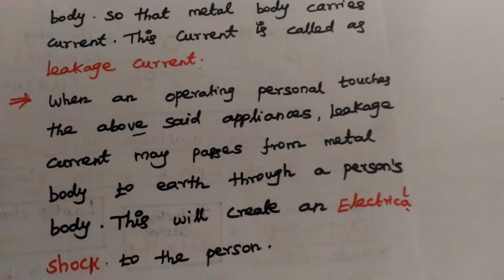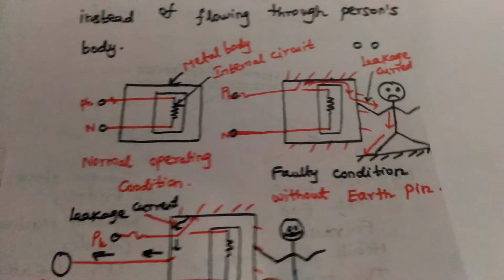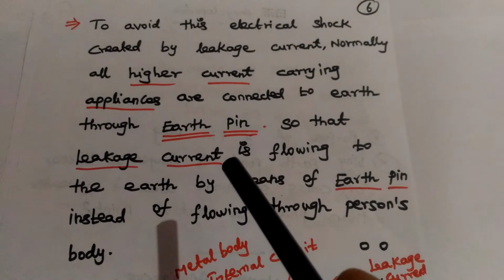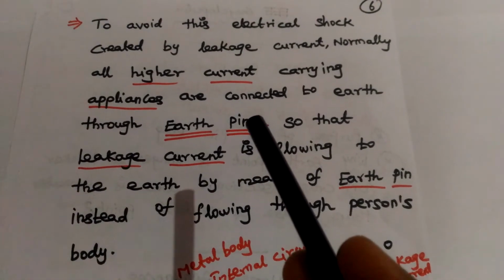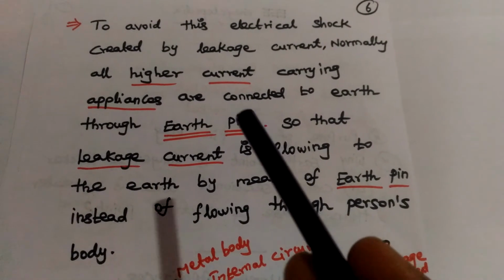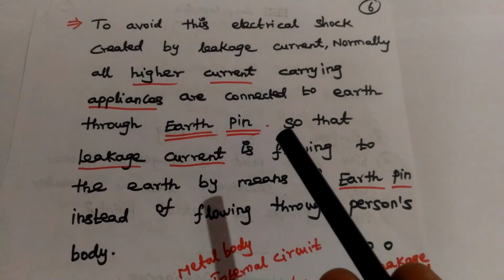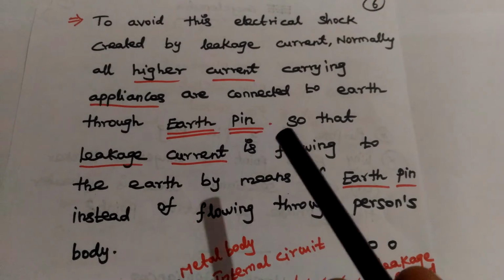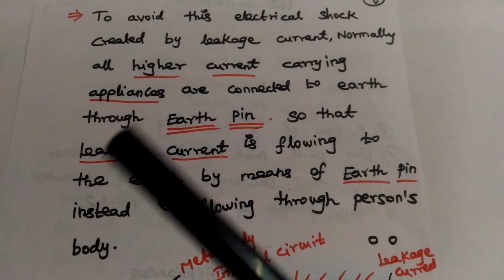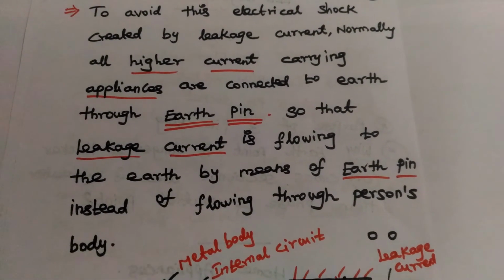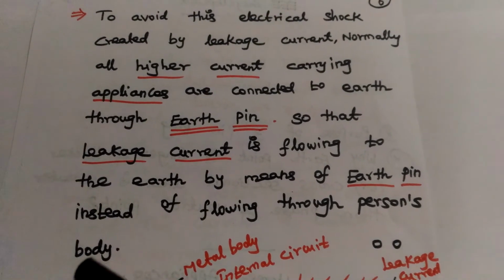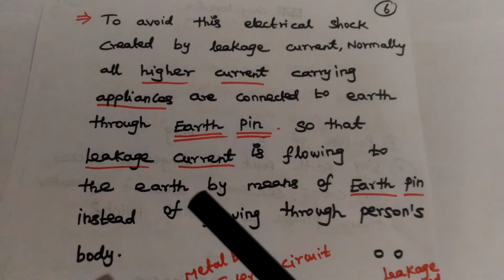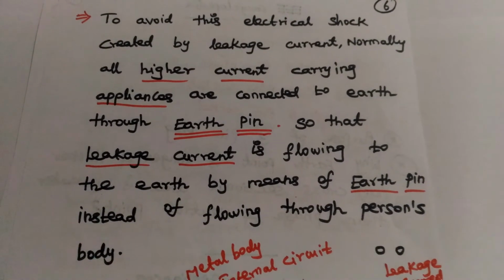So how do we avoid the electrical shock created by the leakage current? It is normally avoided by using the 3-pin plug. In the 3-pin plug we have the earth pin. If you use the 3-pin plug for that power load, the leakage current in the metal body is passed to the earth through the earth pin instead of through the human body, because the earth pin has low resistance.